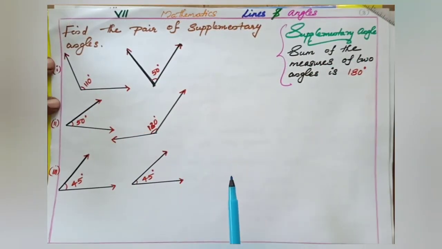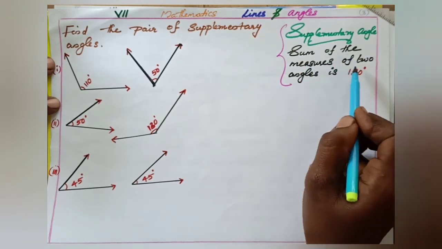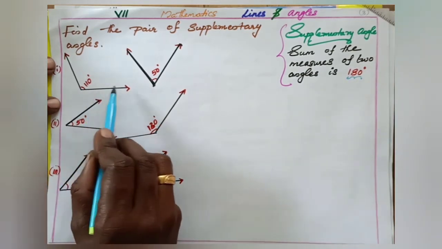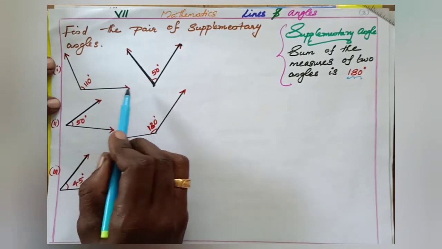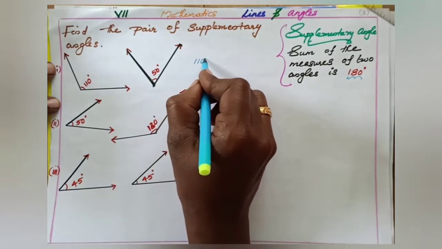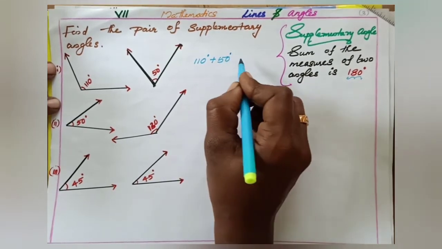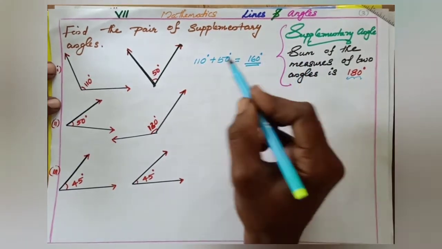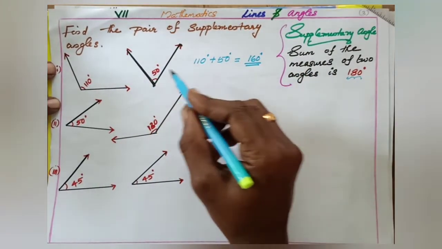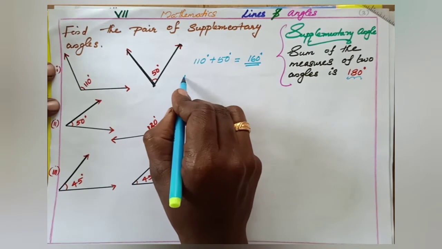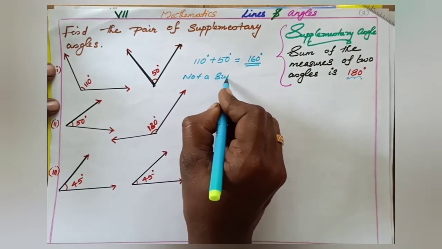Find the pair of supplementary angles. So what is a supplementary angle? The sum of the measures of two angles is 180 degree. To find the pair of supplementary angles, we want to find the sum of these two angles. So the first pair is 110 degree plus 50 degree. 110 plus 50 is 160 degree. The sum of the two angles is not equal to 180. So these are not supplementary angles.